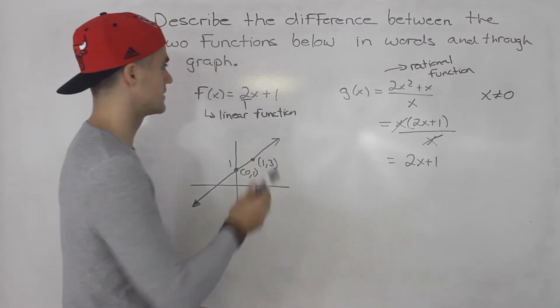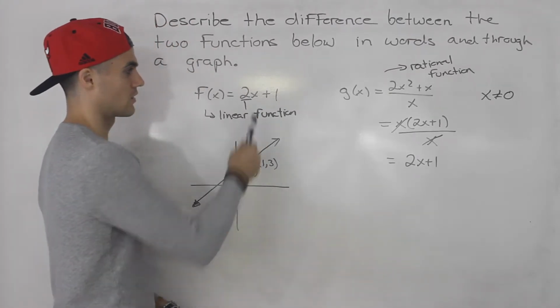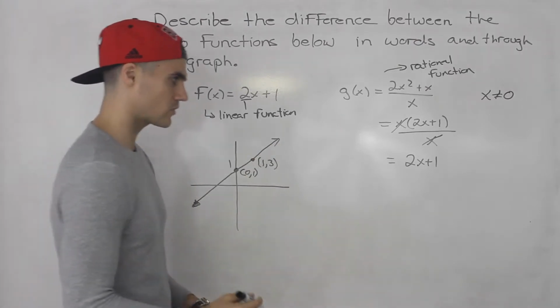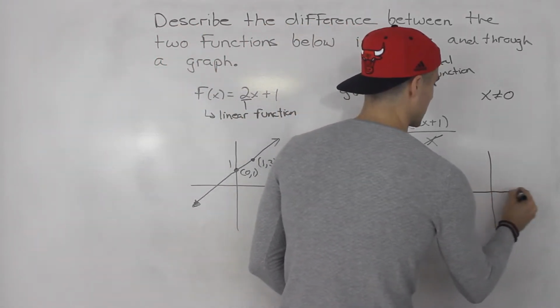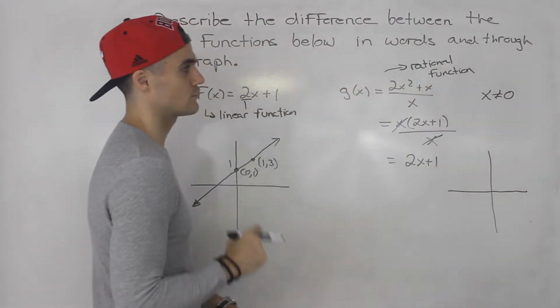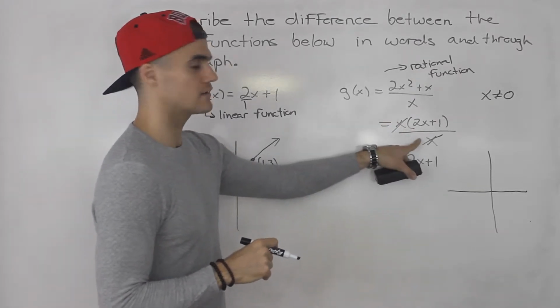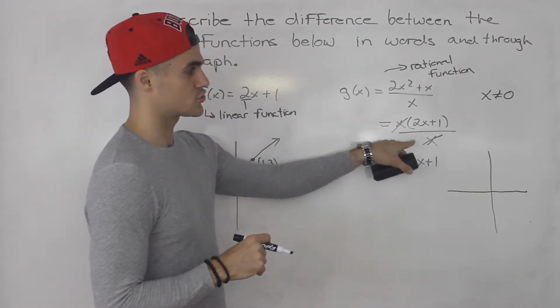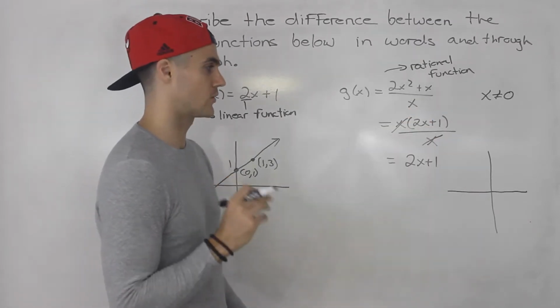Notice that this is the same as this. So what's going on here? Are these two the same? Well, almost. The thing that makes them different is this restriction here, where x cannot equal 0. And if you remember from the lecture videos, when factors cancel out like this, the restriction from that factor is always a hole in the graph.